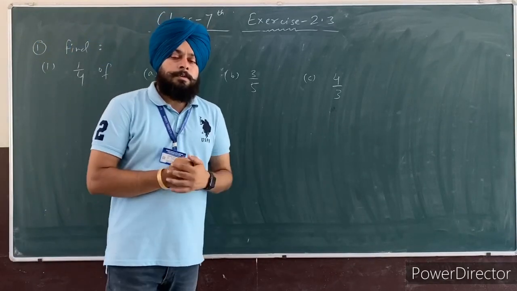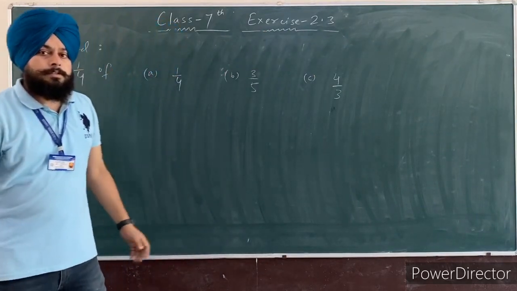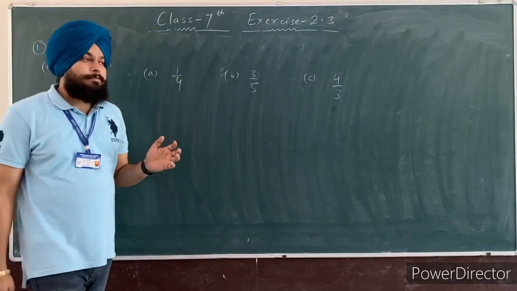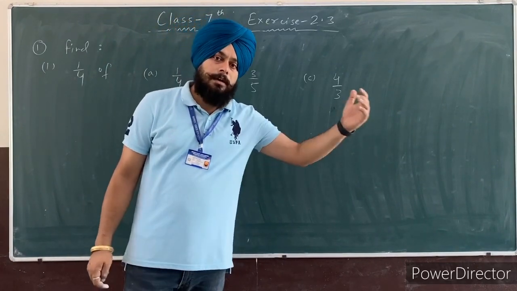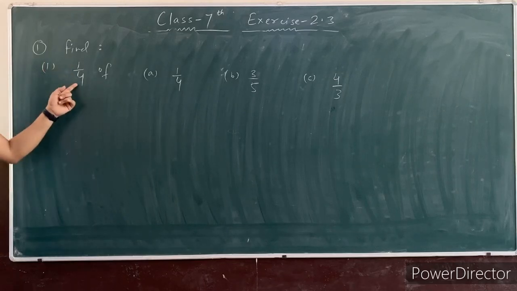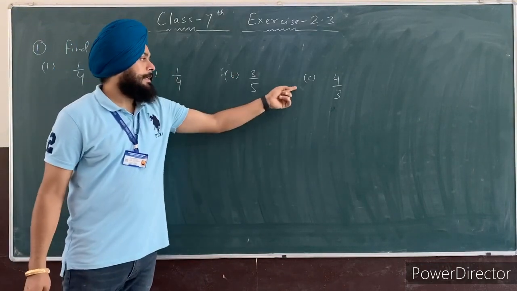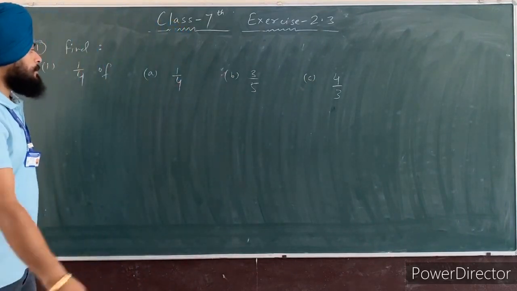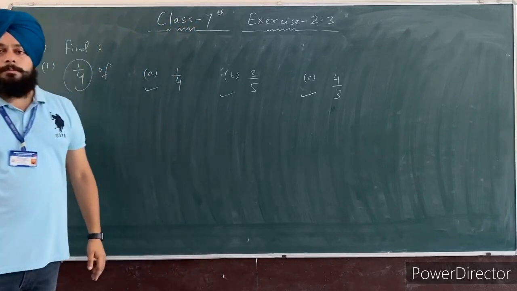Hello students, today we will do exercise number 2.3. In this exercise we have to solve the multiplication of a fractional number by another fractional number. Clear? Your first question is: find 1 by 4 of A part 1 by 4, B part 3 by 5 and C part 4 by 3.